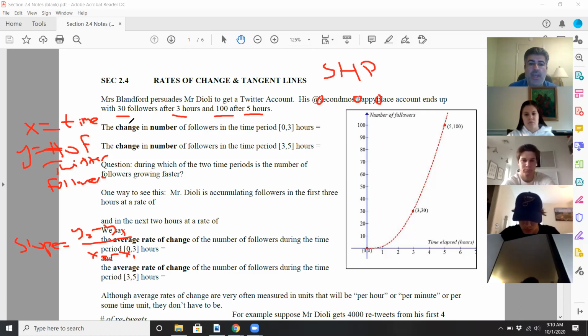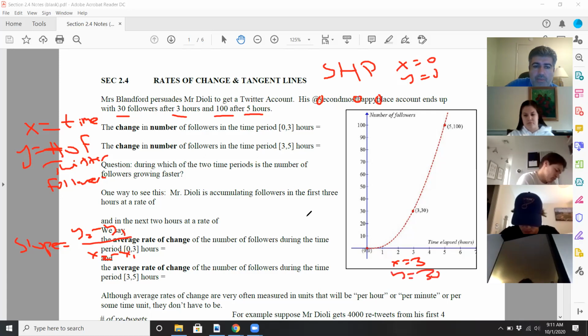Okay, so you're asked to find the change in the number of followers from 0 to 3 hours. So initially he had nobody, right? So at X equals 0, he had no followers because he just opened his account. And the graph shows that. After 3 hours, however, it's pretty clear that Y is 30, based on the graph and based on information in the first paragraph here, right? So if you ask to find the change number of followers in that time period, that's pretty easy.